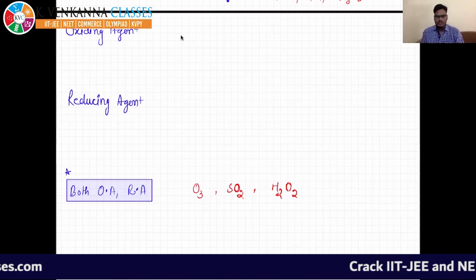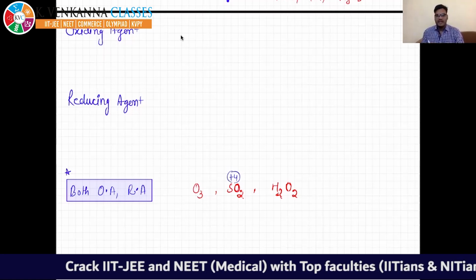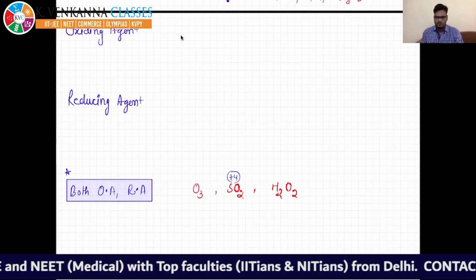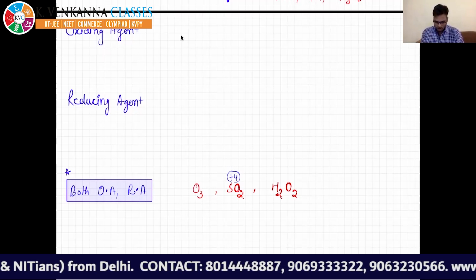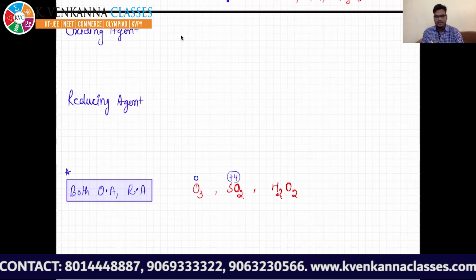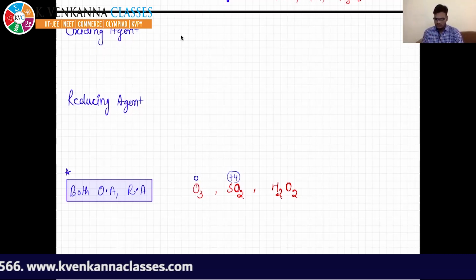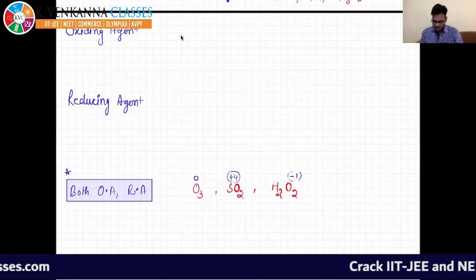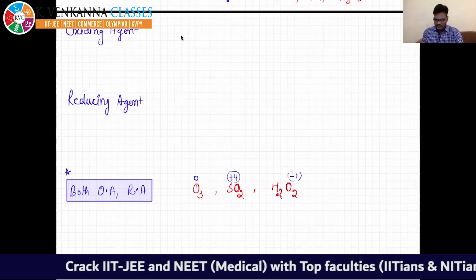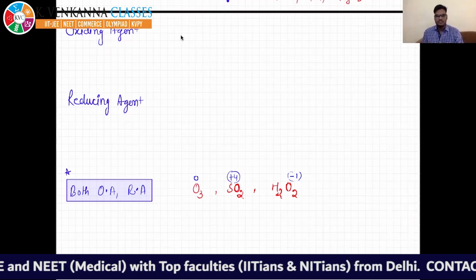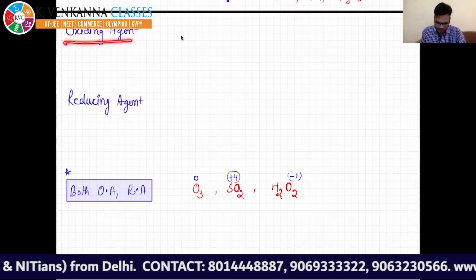If you see in SO2, sulfur is present in +4, but for sulfur the highest is +6 and the minimum is -2. So it is present in an intermediate state. For oxygen also, in O3 it is 0, but it can have -2 or it can also have +1, +2. Similarly, in H2O2 it is -1. So oxygen can have 0 or -2. That is why they can behave as both oxidizing and reducing. You need to remember all this.